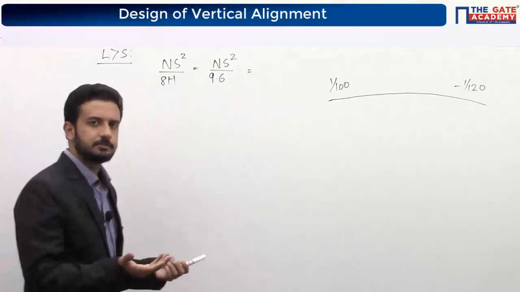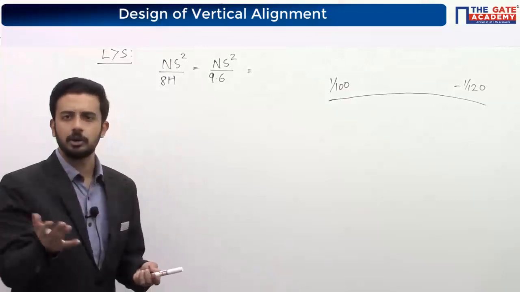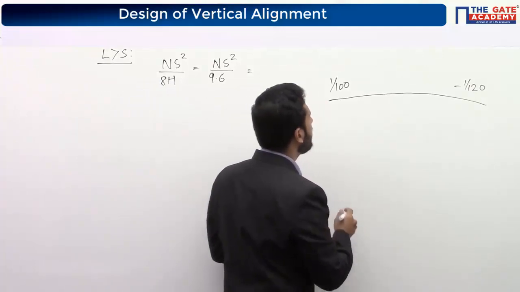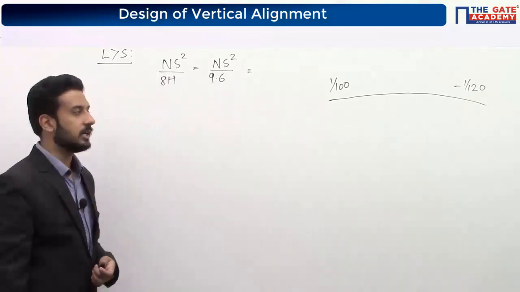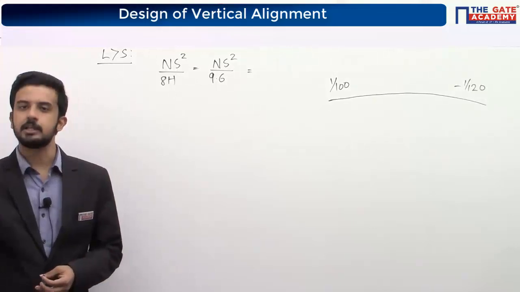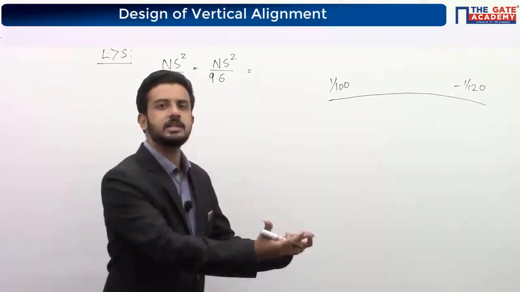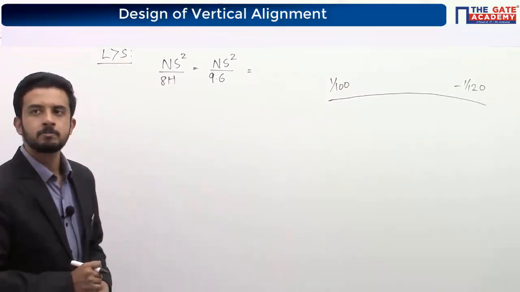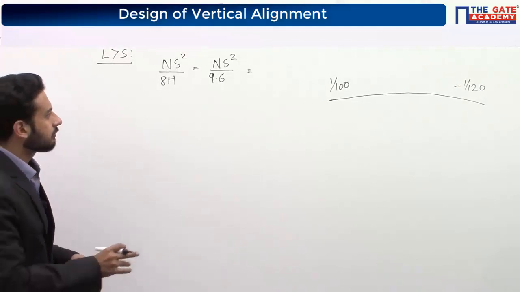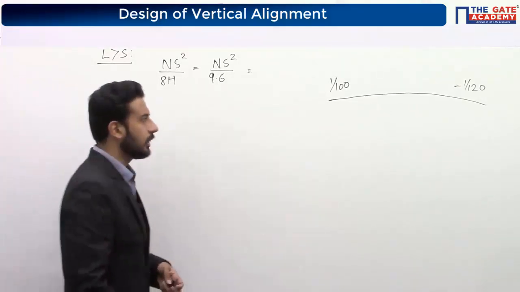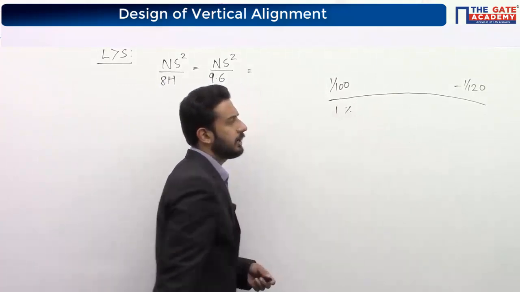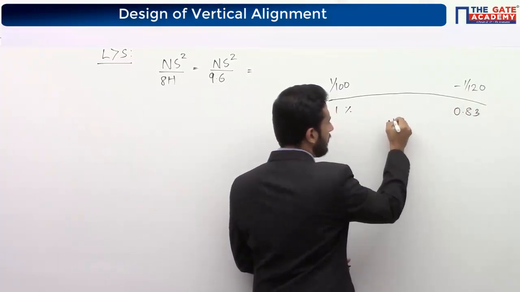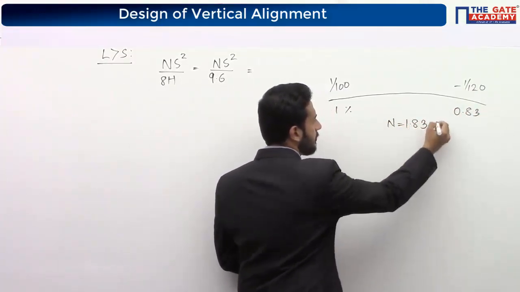Just for calculation and drawing purposes, we are simply drawing a curve like this. Now, what they told, 1 by 100 and minus 1 by 120, means a positive gradient is meeting a downward gradient, which means it's a summit curve. They need not mention in the question that it is a summit curve. Fine. Now 1 by 100 means how much? 1%. 1 by 120 means how much? 0.83%. And my N value will be 1.83%.